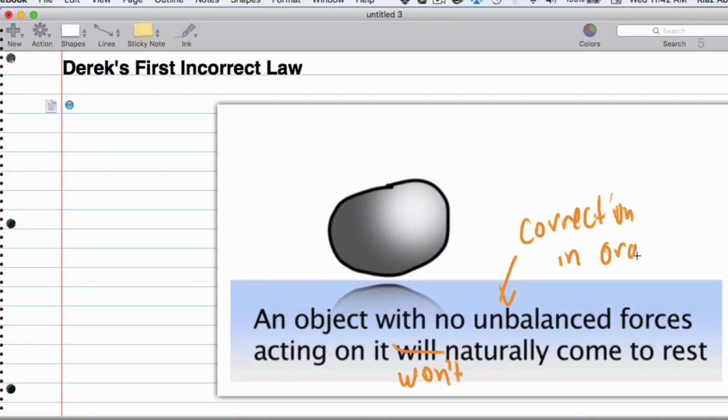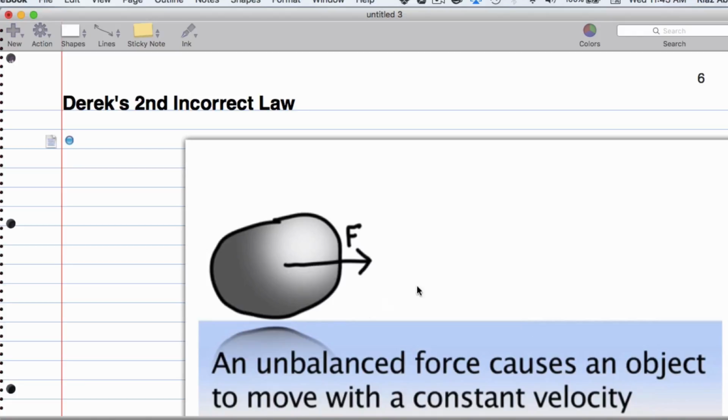And I'm going to put that in quotes because the truth is, right now, we're really playing a game with language. So what does that mean? What do we mean an object with no unbalanced forces won't naturally come to rest? Are you saying that if you push something, it's going to keep moving forever? What does that look like? So this should not really answer any questions. It should raise a few questions that we're going to be answering over the course of the next few weeks.